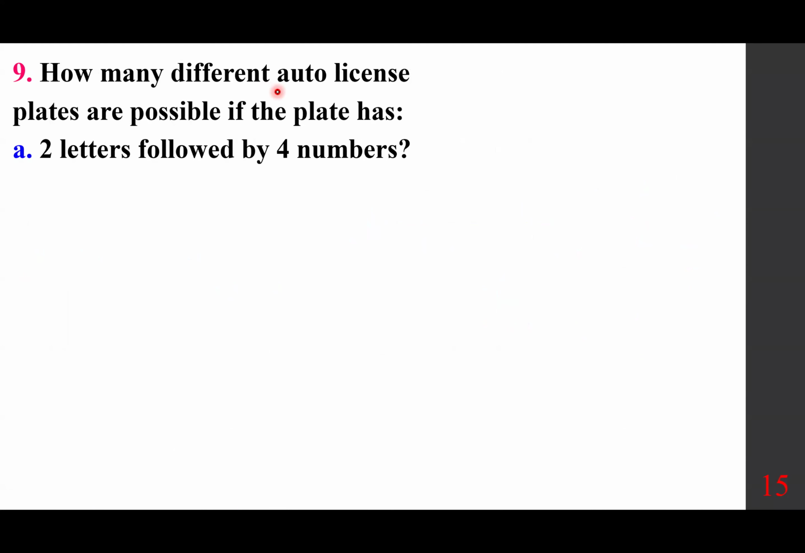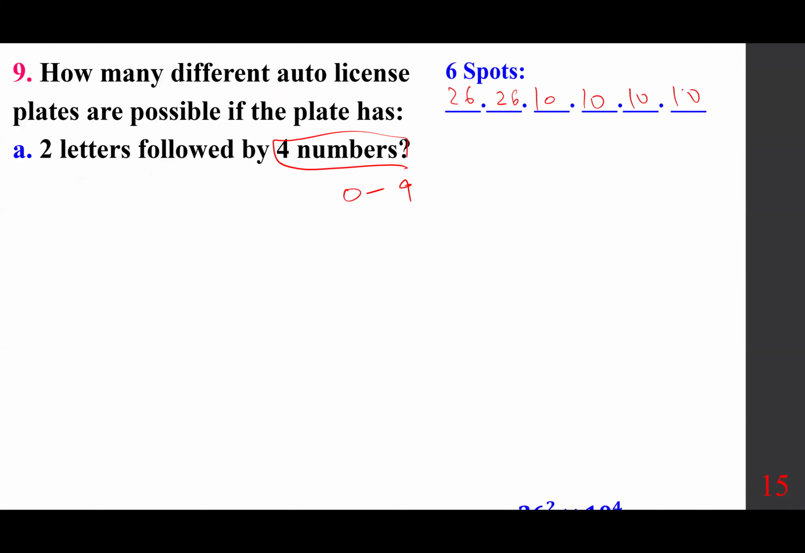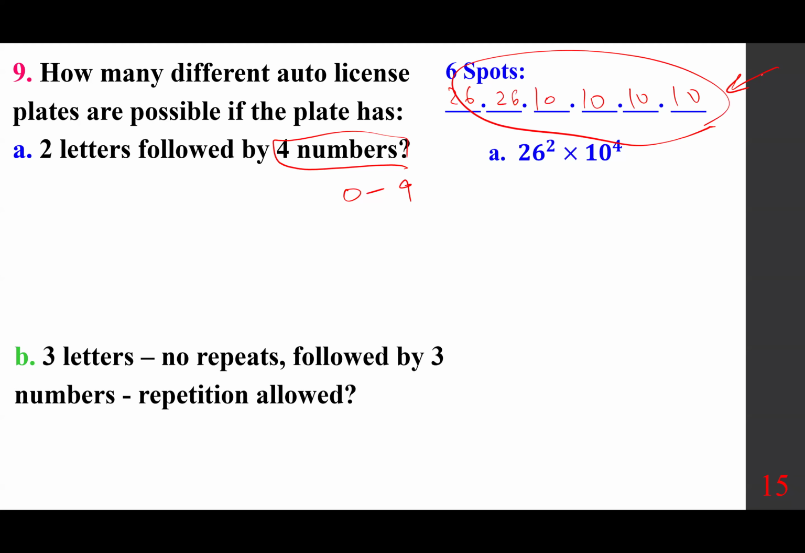How many different auto license plates are possible if the plate has 2 letters followed by 4 numbers? So we are looking at 6 spots: 2 and 4. We start with 2 letters and then 4 numbers, and there is no other restriction. How many letters? 26. Any restrictions? No. How many numbers? 0 to 9, there are 10 numbers. So 26 squared times 10 to the power of 4. And again, this explains the reasoning behind it, and that's important to see.